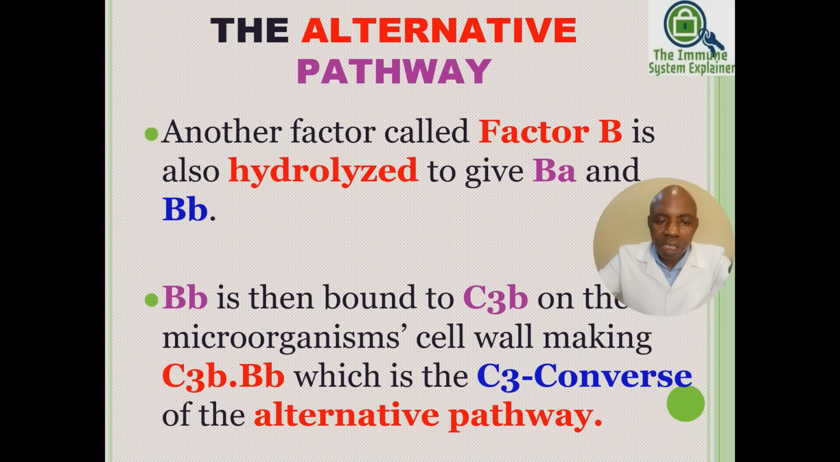So ladies and gentlemen, the assembly of C3 convertase of the alternative pathway includes another factor called factor B, which is also hydrolyzed to give rise to Ba and Bb. Bb is then bound to C3b on the microorganism's cell wall, making C3bBb. This one here is the C3 convertase of the alternative pathway of the complement system. C3bBb, capital B and lowercase b.